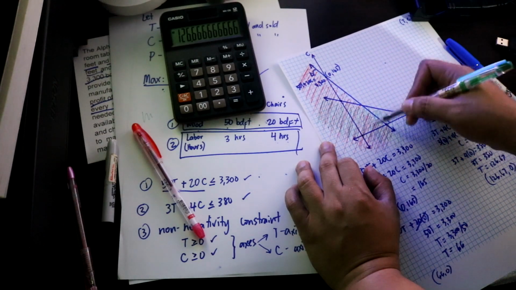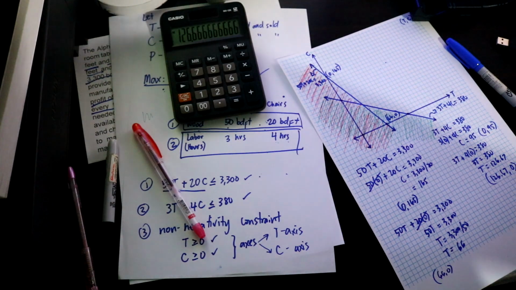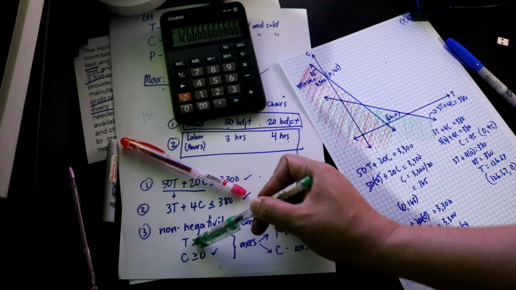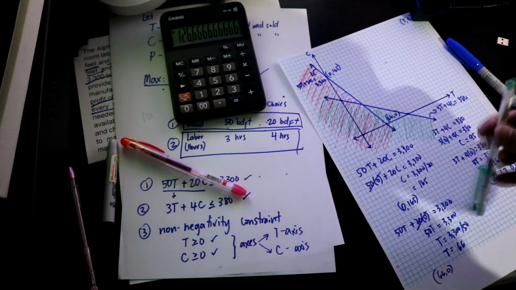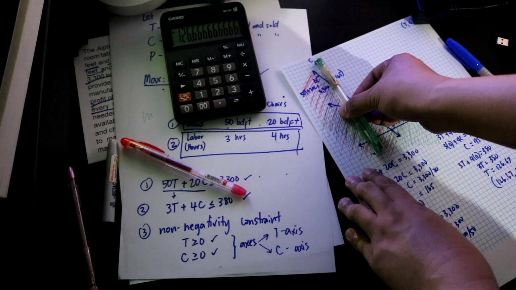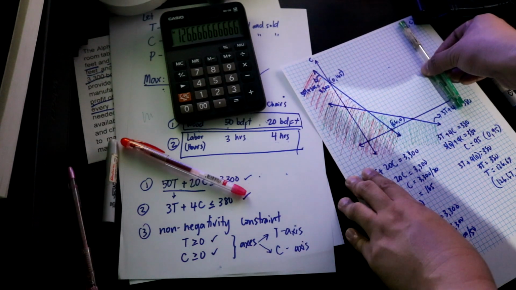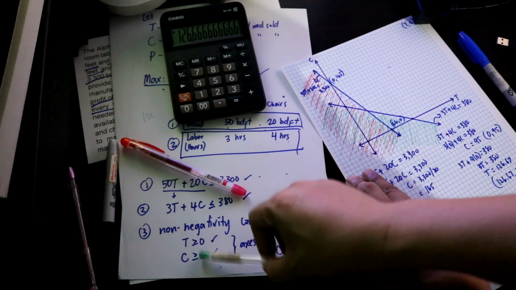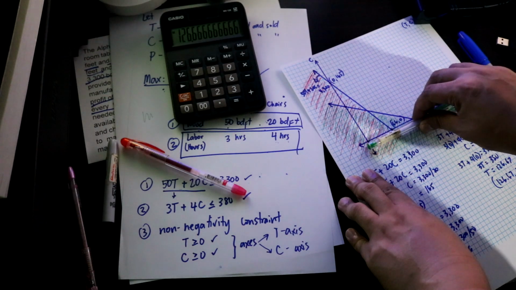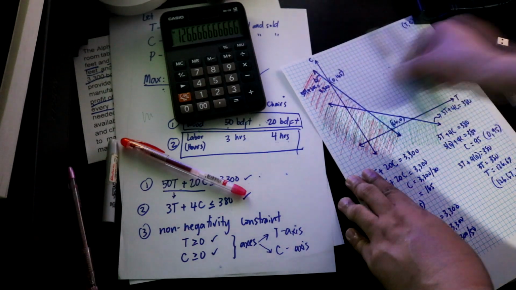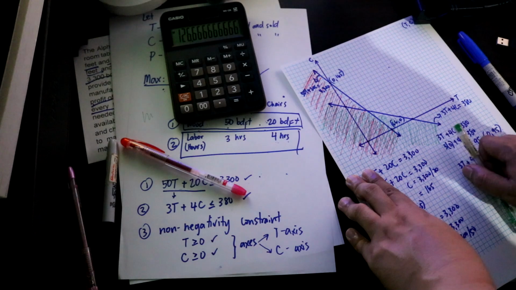For the non-negativity constraints, this is a greater than or equal to symbol. Therefore, whatever is to the right, or above, and this one is a greater than or equal to symbol again, and therefore whatever is to the right or above. So like I said, quadrant number 1.